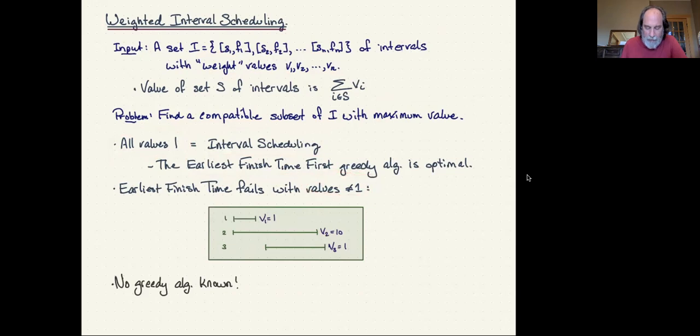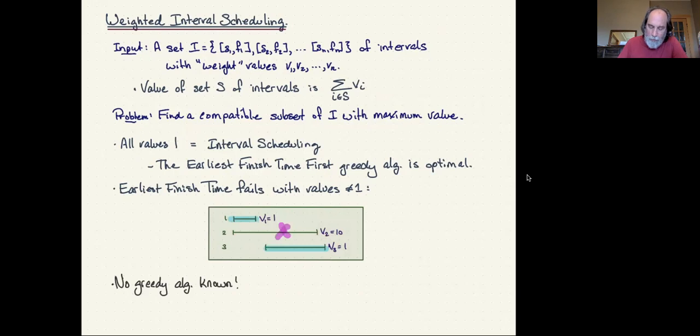And here's a very simple example. So I have interval 1 like this, and its value is 1. Interval 2 has value 2. Interval 3 has value 10. And interval 4 has value 1. And I line them up, I order them by earliest finish time. And so the earliest finish time algorithm will pick the first finishing one, right? Then this one is ruled out, okay? And it will pick this one.